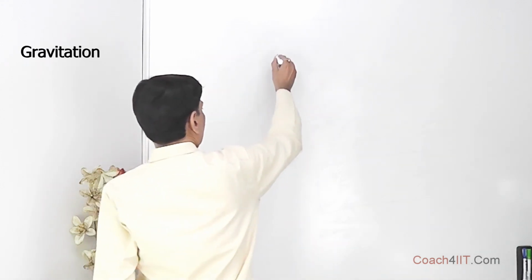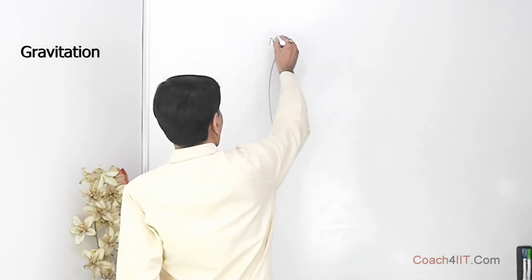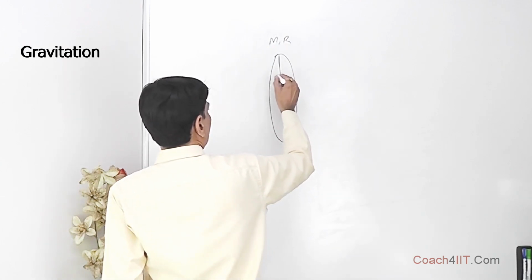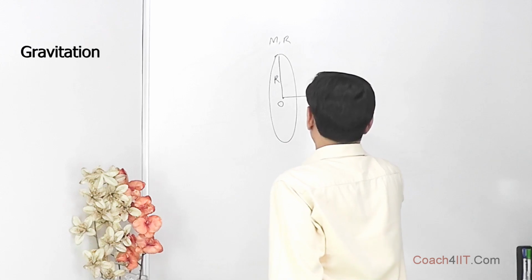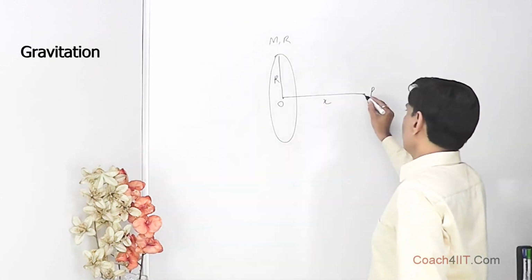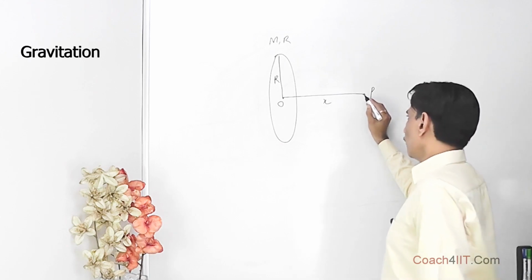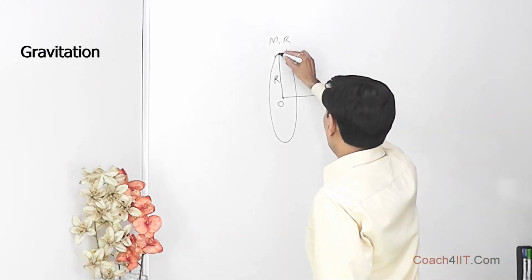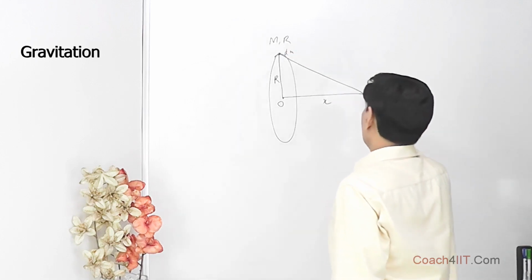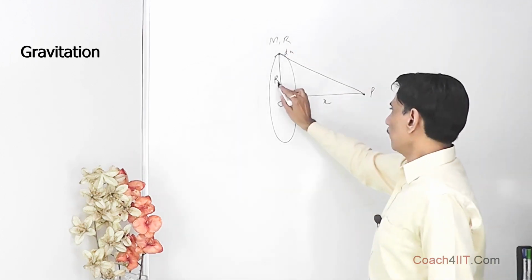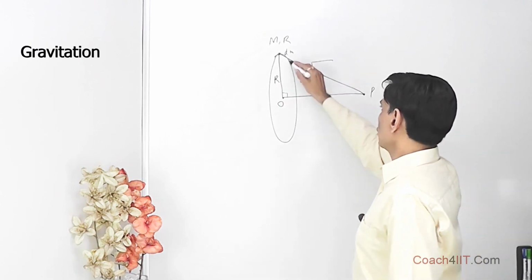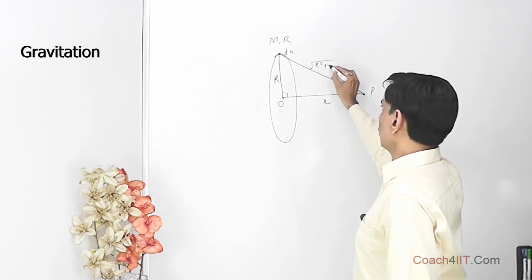In a similar manner, we can also find, because of this thin ring of mass m and radius r centered over here at O, what is the gravitational field intensity at a distance x over here. For that, we take a very small differential element of mass, and because of that we find the gravitational field strength over here. So if this is r, this is x, this angle is going to be 90 degrees. Using Pythagoras theorem, this is square root of r square plus x square.